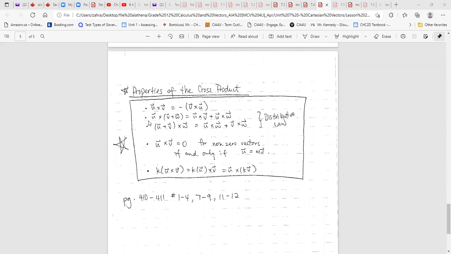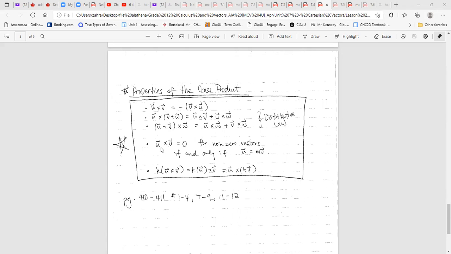Properties of the cross product. So u cross v is equal to -v cross u. U cross (v plus w) follows the distributive property, so it is u cross v plus u cross w. Again, the distributive property here gives (u plus v) cross w equals u cross w plus v cross w.